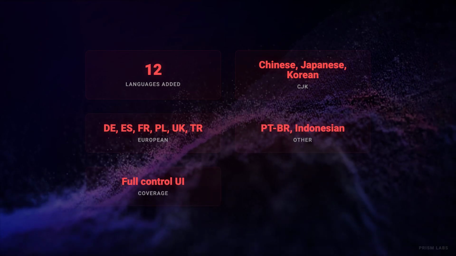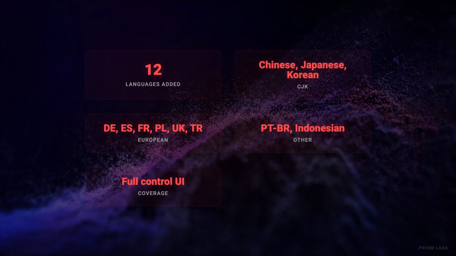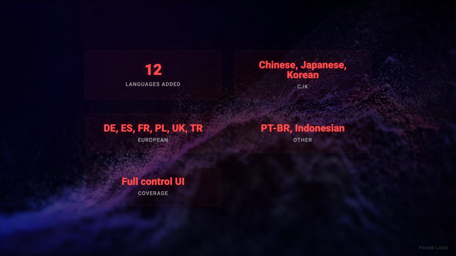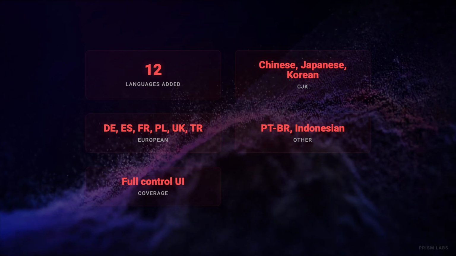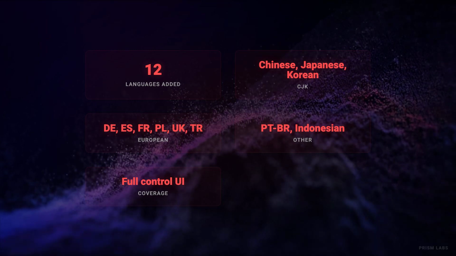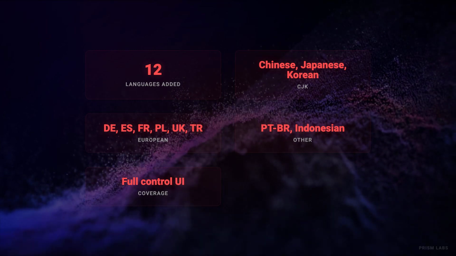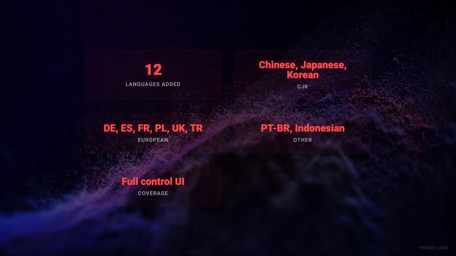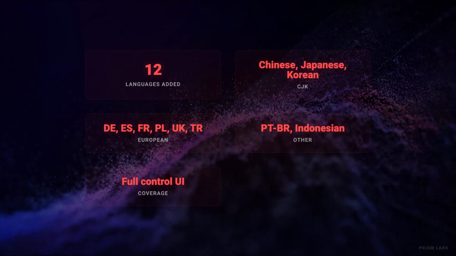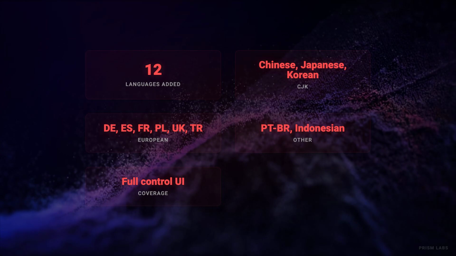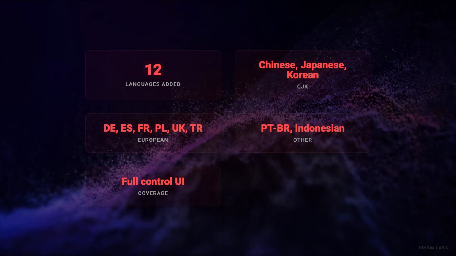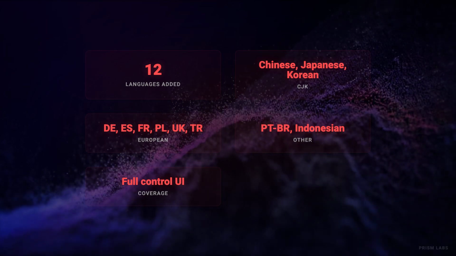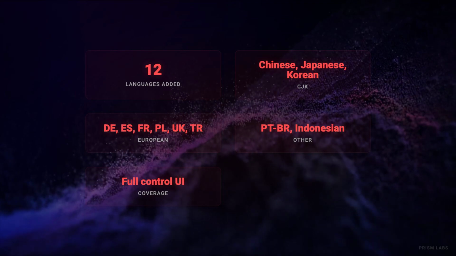OpenClaw's control interface now speaks 12 languages: simplified Chinese, traditional Chinese, Brazilian Portuguese, German, Spanish, Japanese, Korean, French, Turkish, Indonesian, Polish, and Ukrainian. This isn't just translated documentation. The entire control UI is localized, including prompts, settings, error messages, and the interactive management interface. For teams deploying OpenClaw globally, this removes a significant adoption barrier. Users interact with the agent in whatever language they prefer, and the management interface matches.